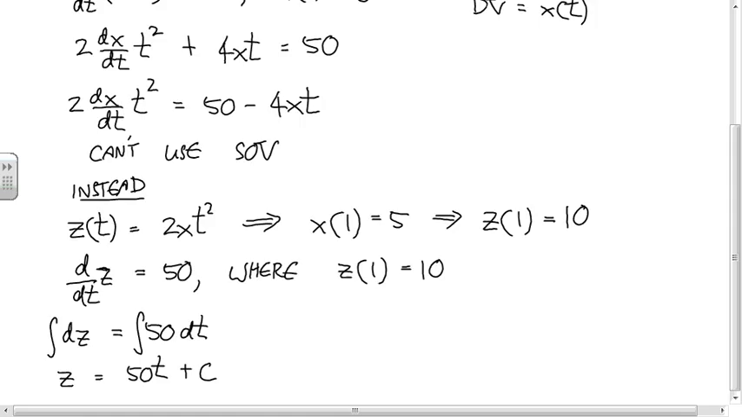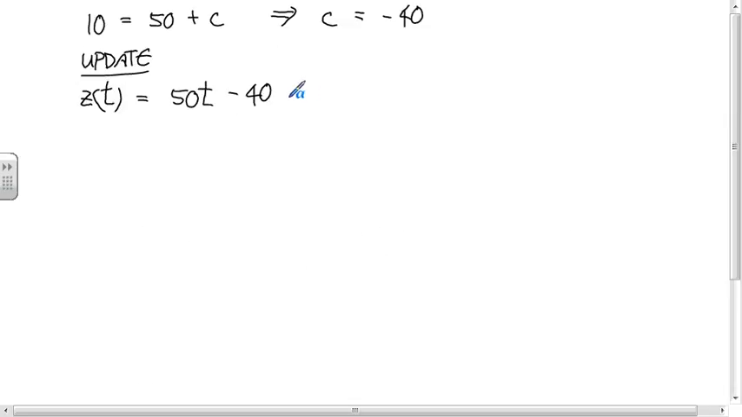And now the last thing we have to do is just use what we know about z to figure out what x is. So this is equal to 2xt squared. Divide both sides by 2t squared, and you get that x of t is equal to 50 over t. That should be 25 over t, right? Minus 20 over t squared. Okay.